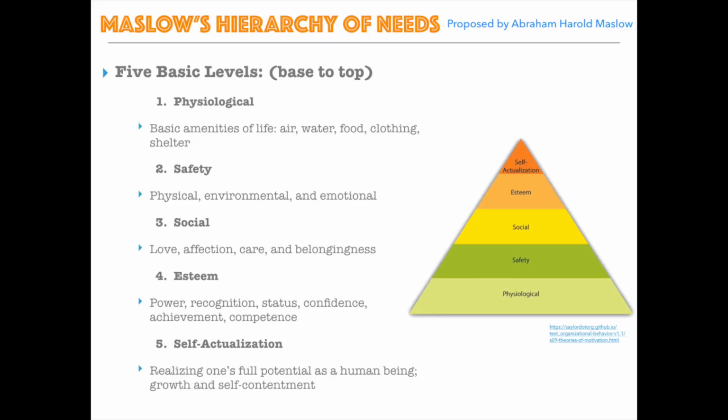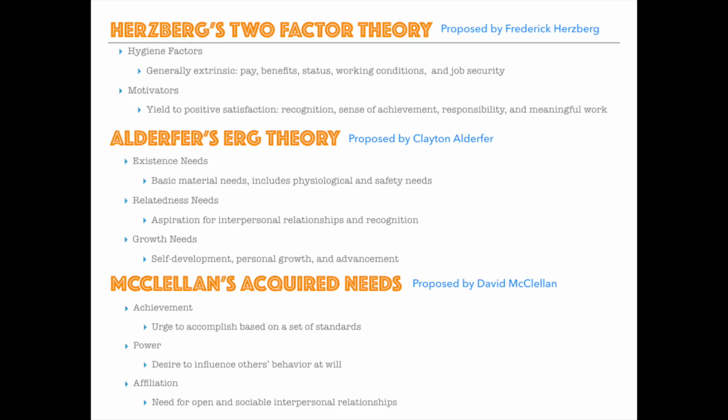According to Maslow's theory, you must satisfy your human needs from the bottom of the pyramid to the top of the pyramid. This means you cannot self-actualize unless you have satisfied all the levels below it. The next 3 theories were all inspired by Maslow's hierarchy of needs. They all stem from that theory in different ways.